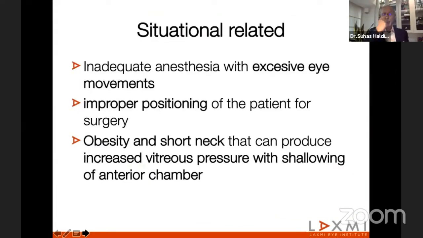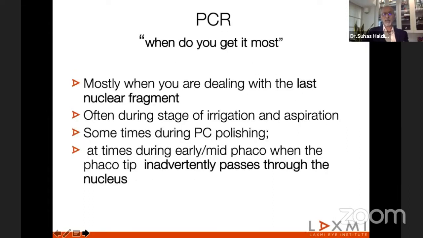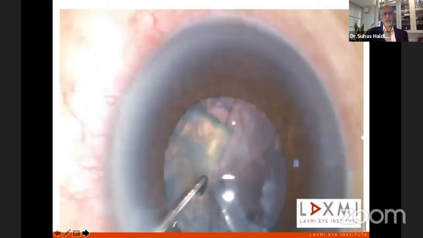So sometimes if you have a posterior polar, it is better that you take care till the end. Now, situation-related issues could also be there, like inadequate anesthesia, excessive eye movements, or improper positioning, or sometimes because of obesity and a short neck, you have vitreous pressure. These are all cases where you can get PCR. So when do you get it most? Mostly when you're dealing with the last nuclear fragment. It could be often during irrigation or aspiration, sometimes during PC polishing, at times during early or mid phaco when the phaco tip inadvertently passes through the nucleus. So in short, you can get it at any stage.